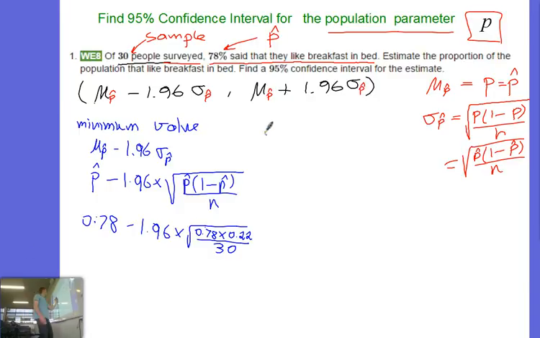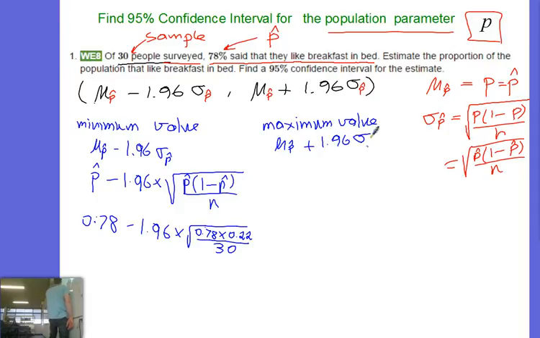Then we do the maximum value. The maximum value is the same thing, but it's the mean plus 1.96 standard deviations, using this structure, but now instead of subtracting we're adding. You got a negative? You probably did it again. I got 0.63. Try it again.